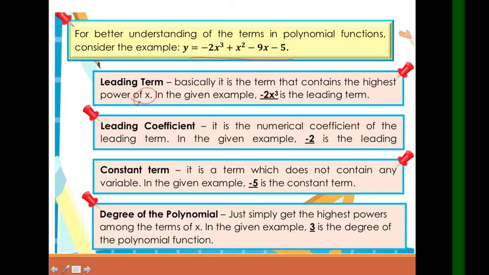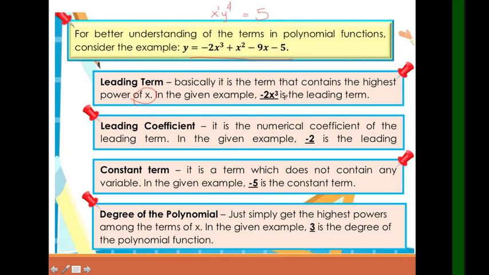Okay? Iba ang exponent sa degree, no? Halimbawa, meron akong ang aking leading term ay xy raised to 4. So ang kanyang degree ay 5. Paano naging 5? Ang x meron siyang 1 na exponent. So 1 plus 4 is 5. Okay? So the leading term contains the highest power of x, the highest degree.